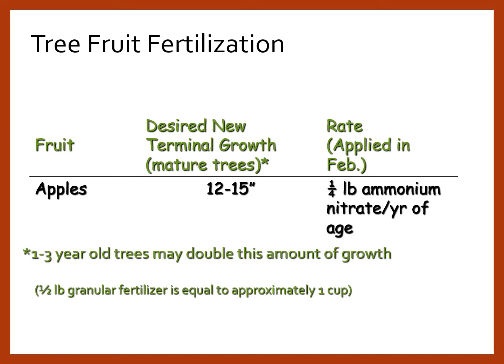Now, ammonium nitrate's not that readily available, so if you didn't use ammonium nitrate, you could still go ahead and use urea. It'll give a little more nitrogen, but it wouldn't be a big deal. So you can use urea for that application. So that's a quarter of a pound per year of age of the tree.